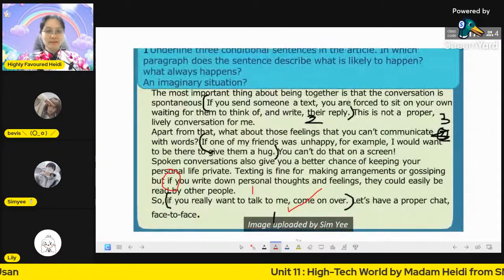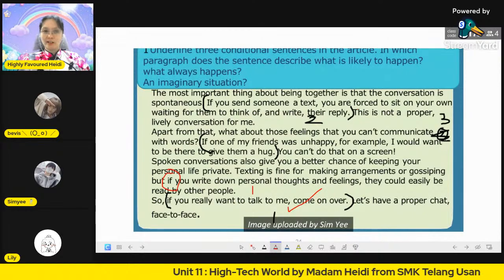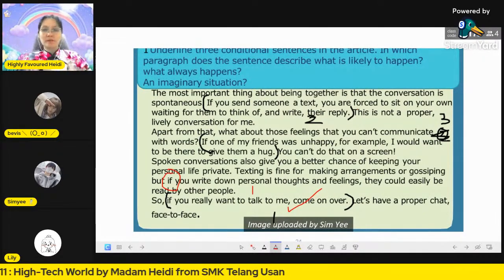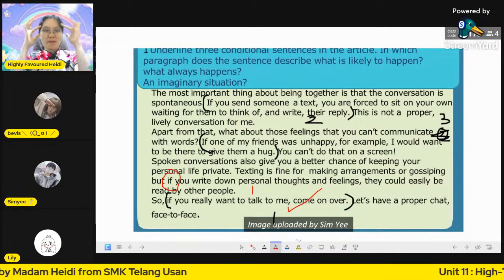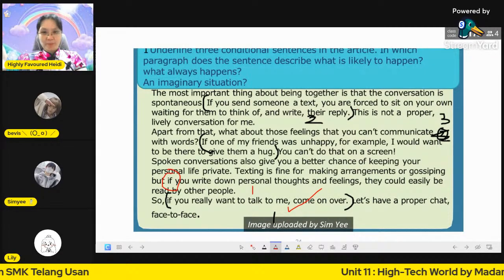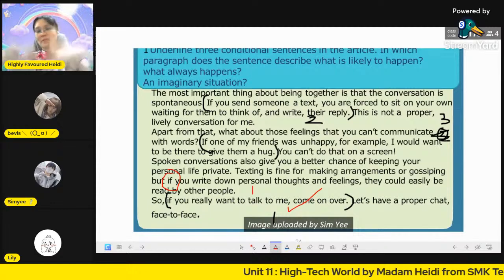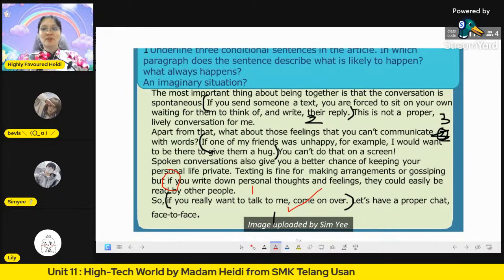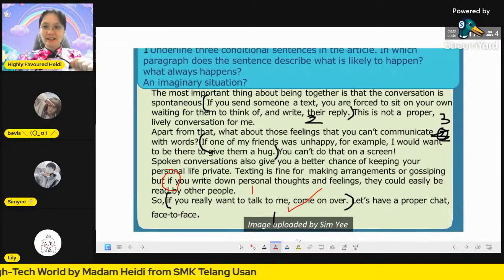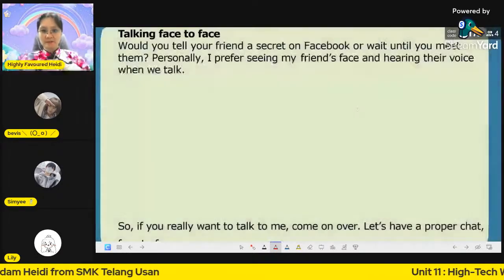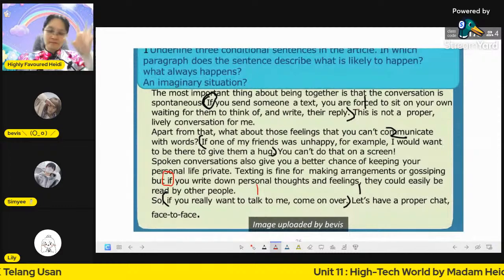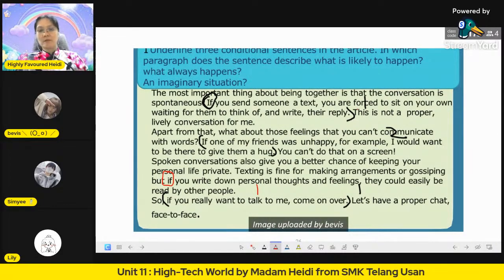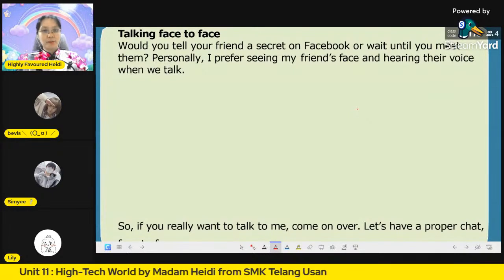Then the last one will be imaginary. It's an imaginary situation because it's talking about a hug. If my friend is unhappy, it's only imaginary that your friend is unhappy. Then after that, you want to give them a hug. How? You cannot give them a hug through the screen. So it's not real, so it's imaginary. That one is the third one. So just to let you know, there are these conditionals: always happens, likely to happen, and imaginary.